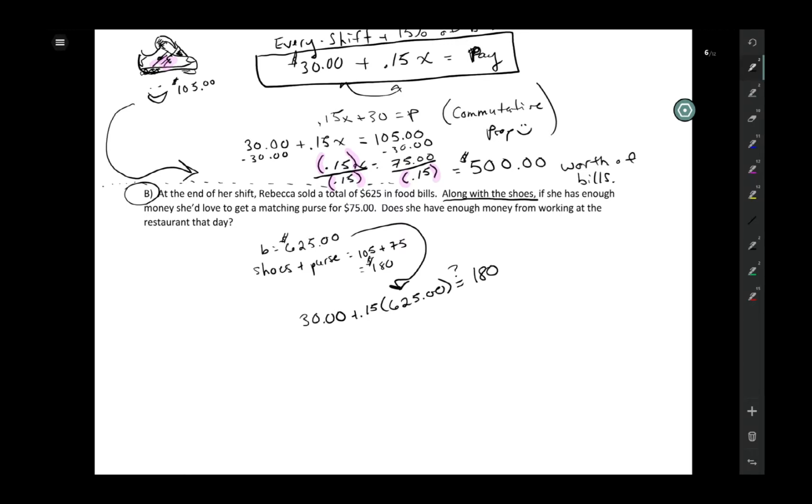Okay, so 15 times 625, 15%. Yes, I'm going to get my calculator out. 0.15 times 625, 93.75 plus 30, and I can already tell, Rebecca, you do not have enough for both the shoes and the purse. She did not sell enough for both.